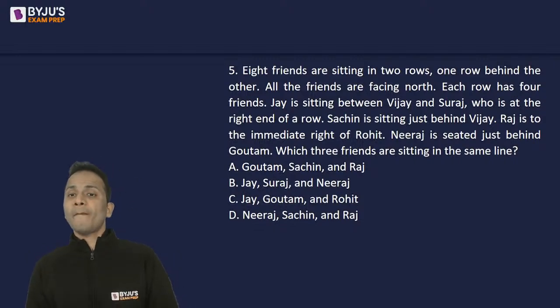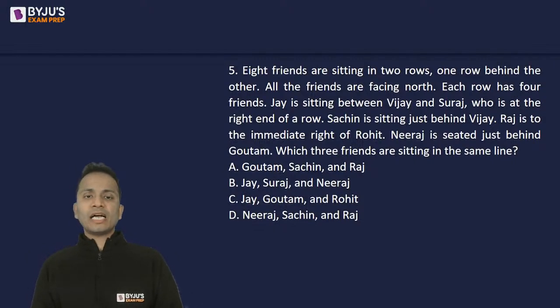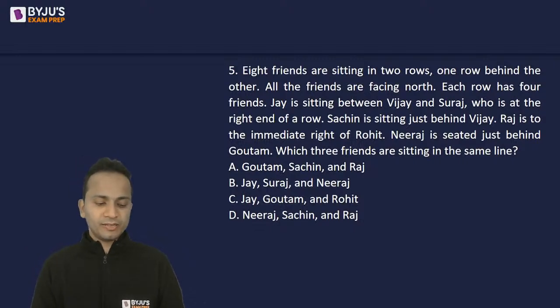Sachin is sitting behind Vijay. Raj is to the immediate right of Rohit. Neeraj is seated just behind Gautam. Which three friends are sitting in the same line?